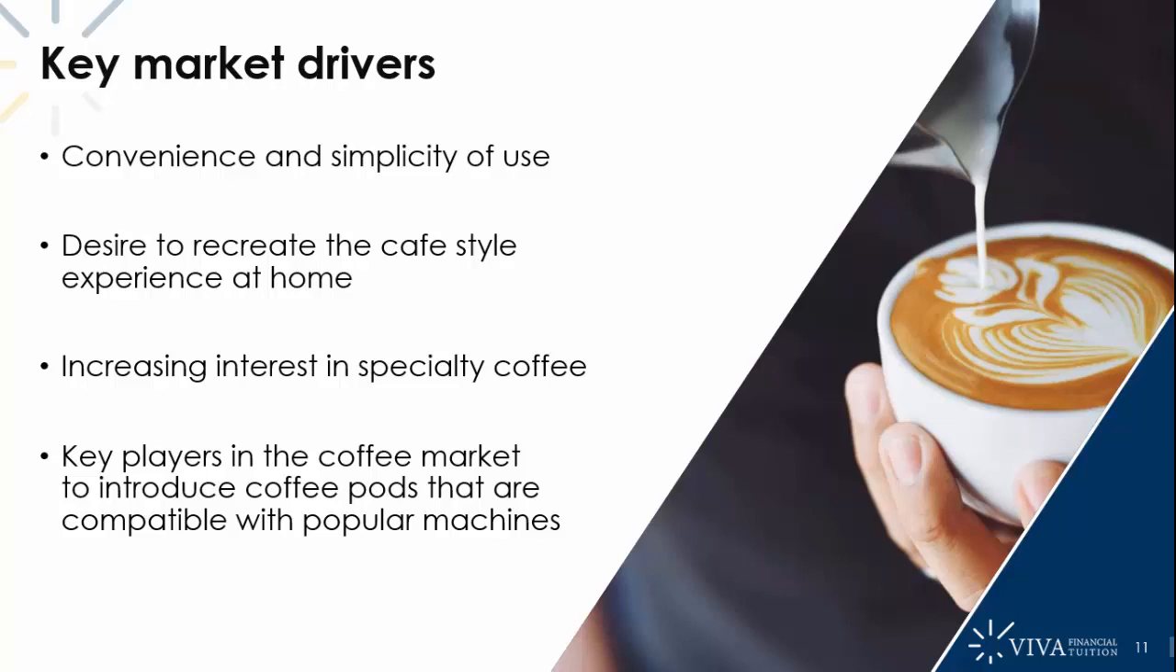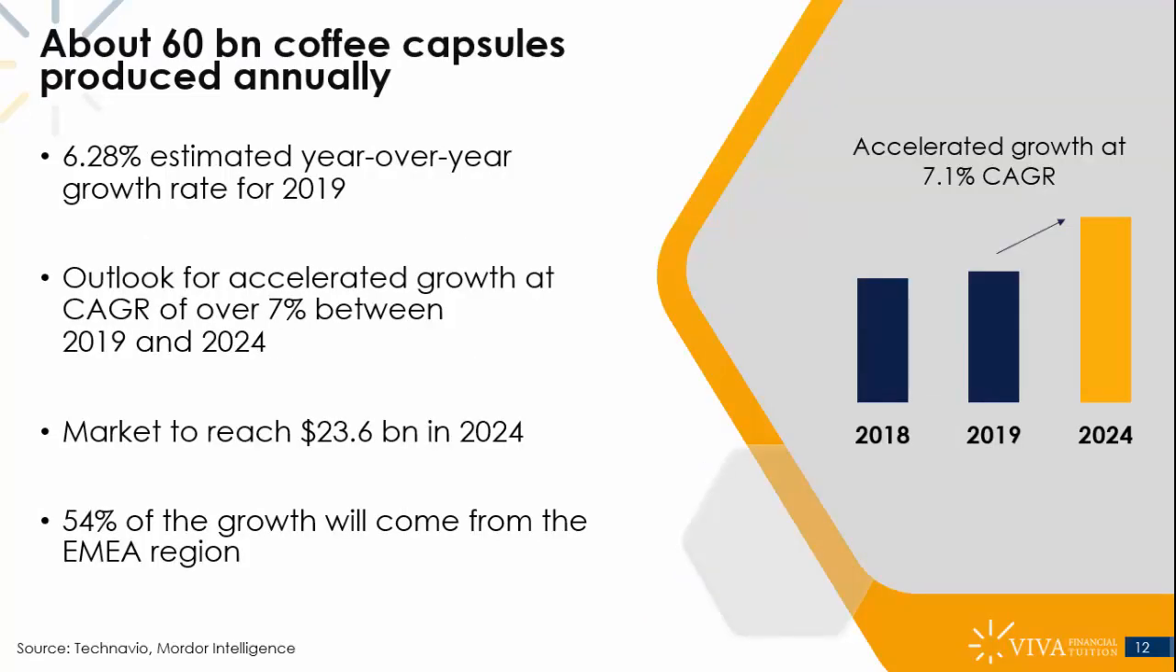Key players in the coffee market introduce coffee pods that are compatible with popular machines. So we're going to come back to this issue, as I said, later on. There is a lot of change happening in this respect. About 60 billion coffee capsules are produced annually at present, 6.28% estimated year-over-year growth rate for 2019. The outlook is for accelerated growth at a compound annual growth rate of over 7% between 2019 and 2024. The market is expected to reach 23.6 billion by 2024.